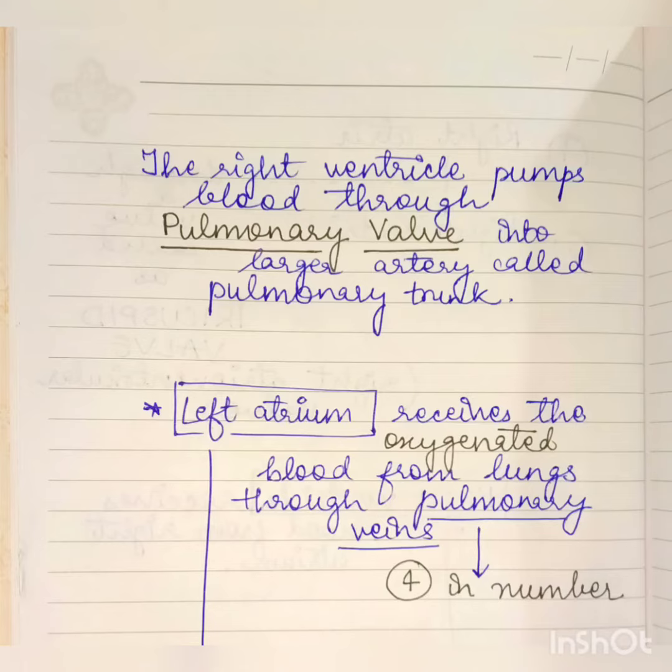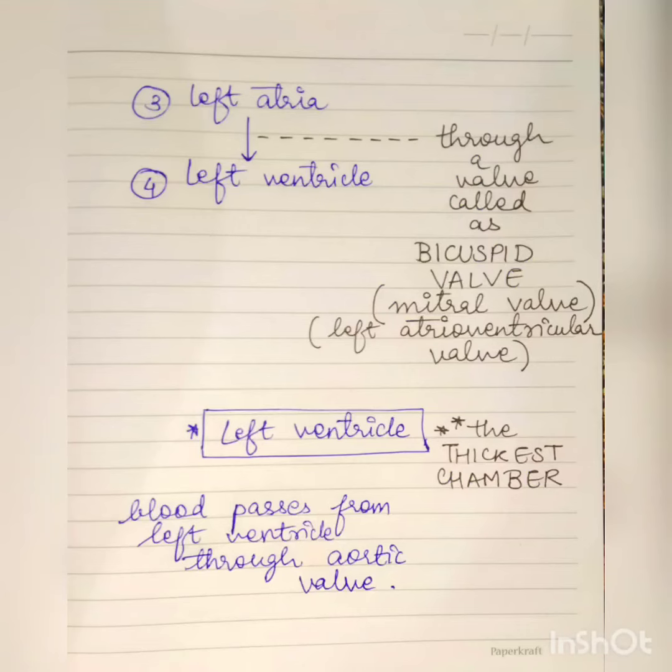The right ventricle pumps blood through the pulmonary valve into a larger artery called the pulmonary trunk. After this, we see the left atrium that receives the oxygenated blood from the lung via the pulmonary veins, that are four in number. So from the left atrium, the blood flows towards the left ventricle through a valve called the bicuspid valve or the mitral valve, also termed as the left atrioventricular valve.